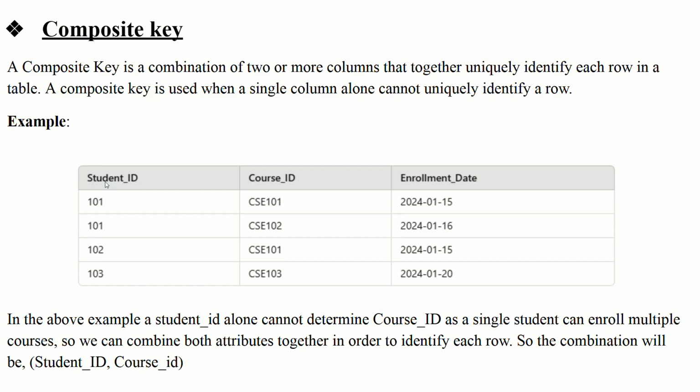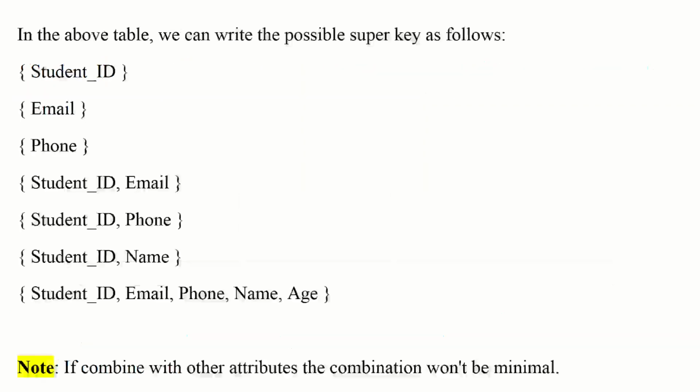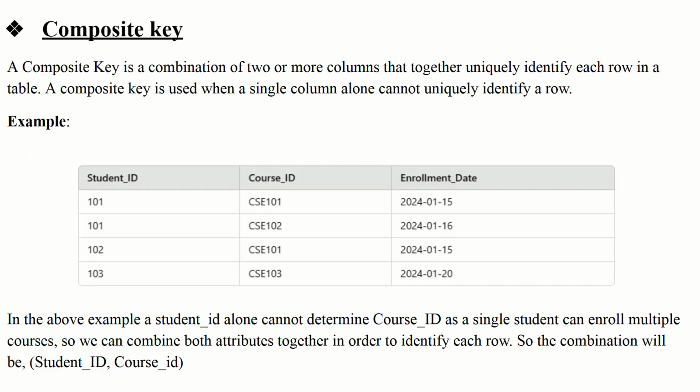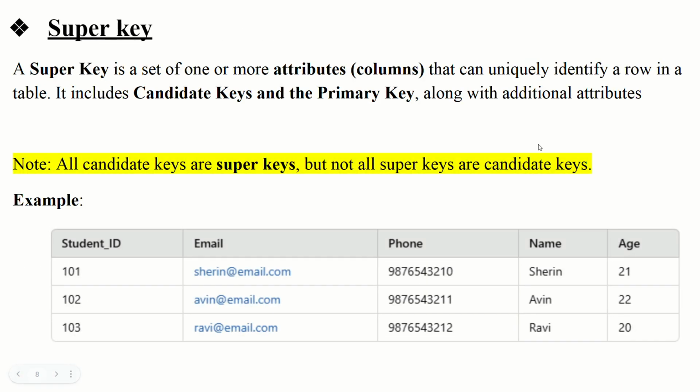Now the last one is the composite key. The composite key is mostly similar to the super key, but the only difference is that whatever attribute I combine with my primary key should be a prime attribute. That is one of the rules that we need to follow in a composite key. In the super key we discussed that if I combine the student ID with email, phone, name or age, it was okay. But in the case of the composite key, the concept is a bit different.